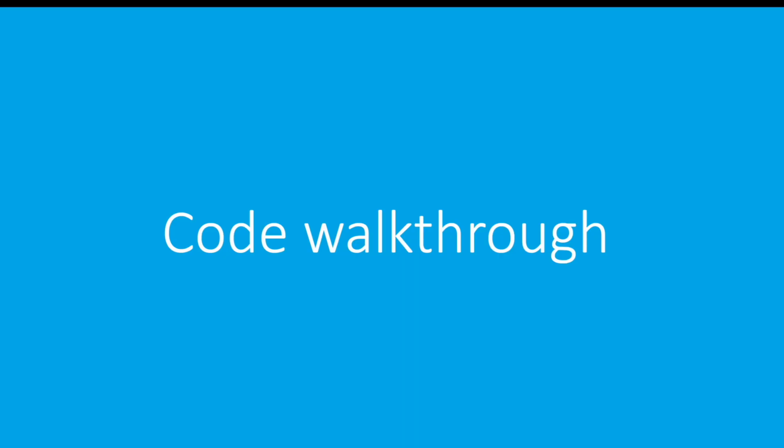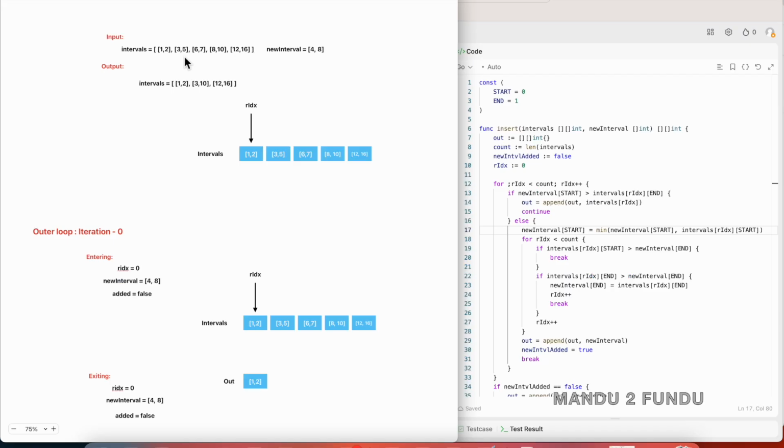Next I'm going to do the code walkthrough with sample input. Let's do the code walkthrough for this input data. The expected output is 1, 2, 3, 10, 12, 16. First we initialize the output array to an empty list and initialize the count with the number of elements. In this case it is 5. Then I initialize the new interval added flag to false, and the read index is initialized to 0.